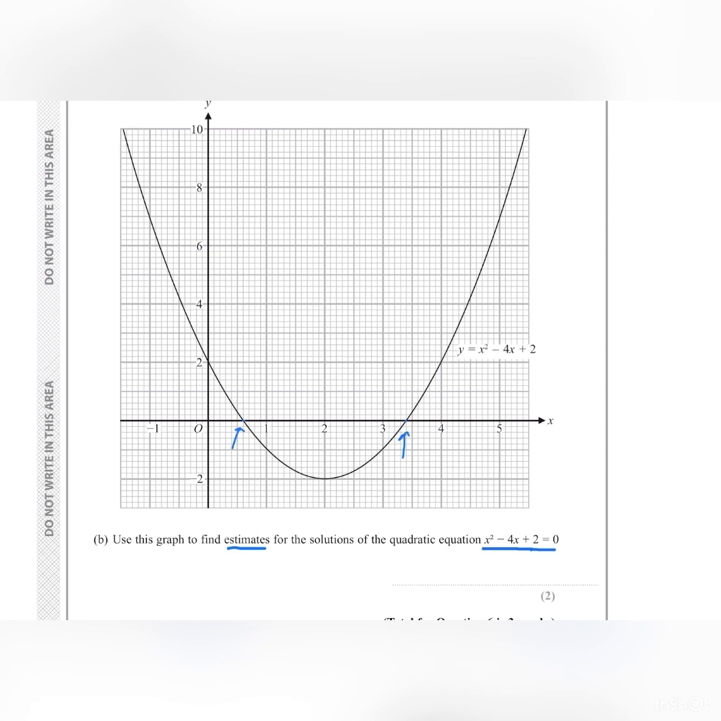Now, if you look at the scale, we've got 10 squares representing 1 unit. So this point over here looks like it's crossing at 0.6. So one solution is x equals 0.6. The other one is over here, which is 3.4. So x equals 3.4. Again, nice and easy question to complete.